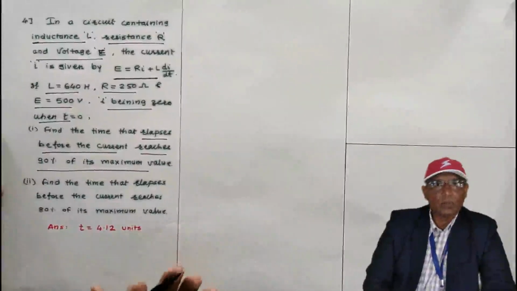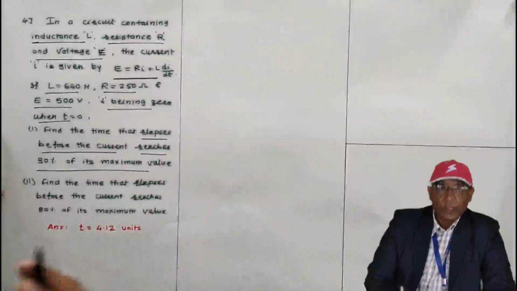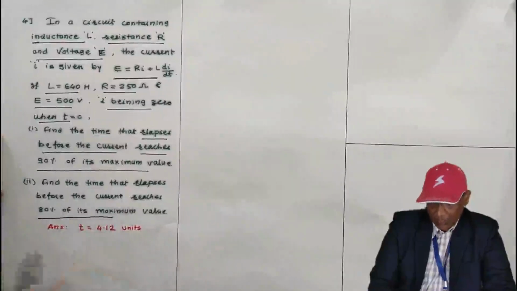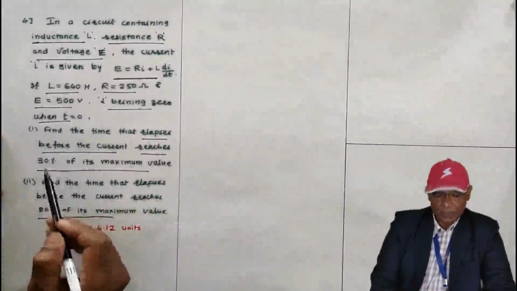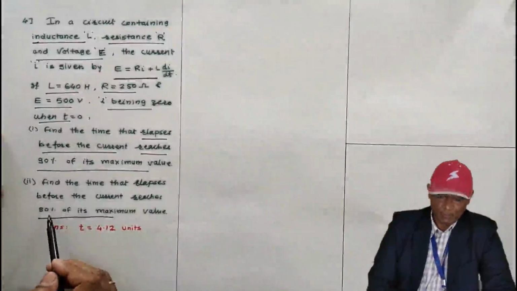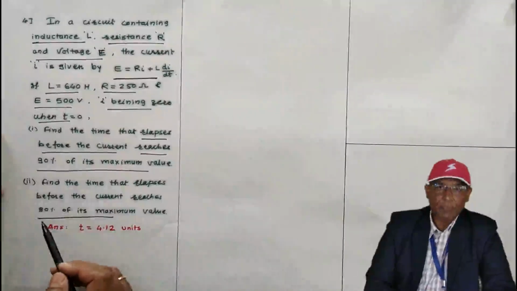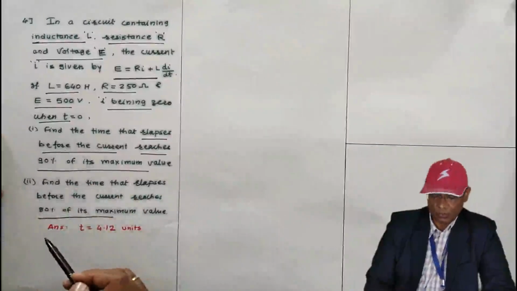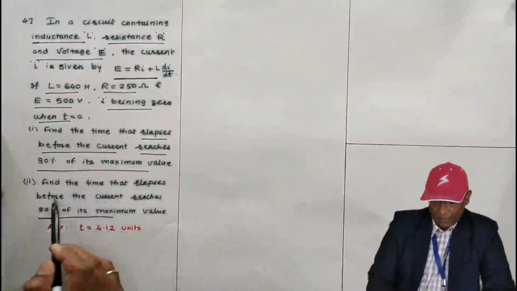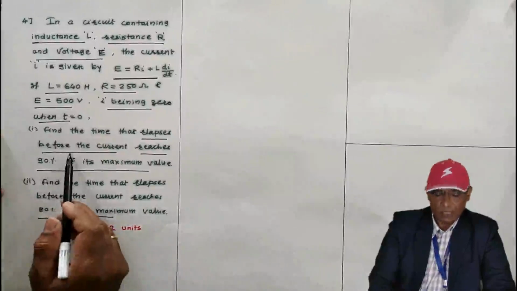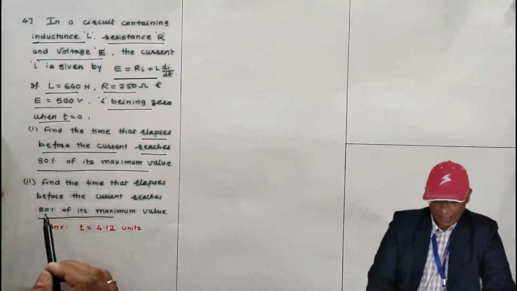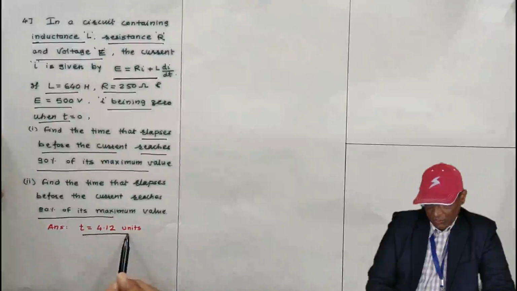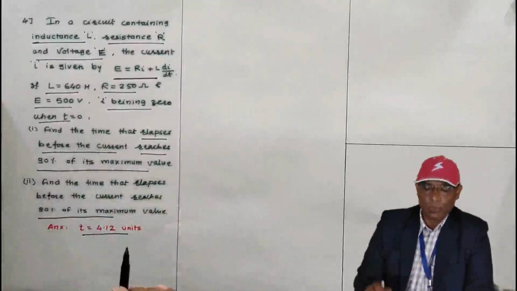Here, the circuit is not necessary to draw in the examination, remember. Next question, find the time that elapses before the current reaches 80% of its maximum value. Here we have 90% and here we have 80%. In the examination, you will be given 50% also, 60% also, 70% also, 95% also. Now, this second problem is the same as this one, because here we have 90 and here we have 80. So this part is for you, and the elapsed time answer is also given. So this part I am going to solve.